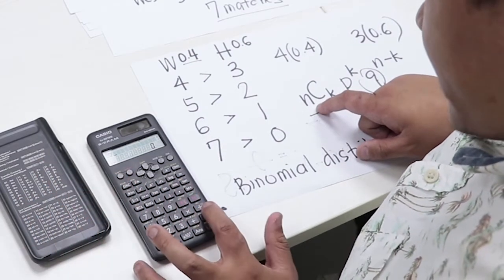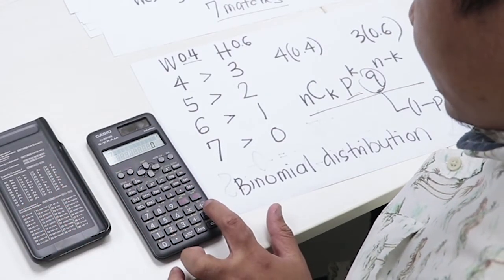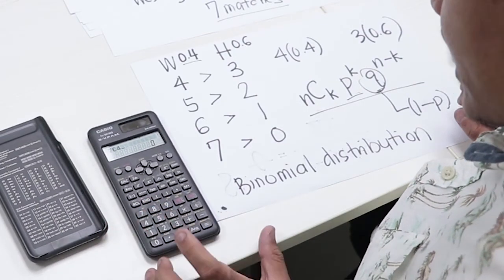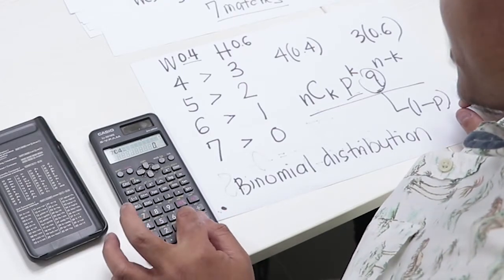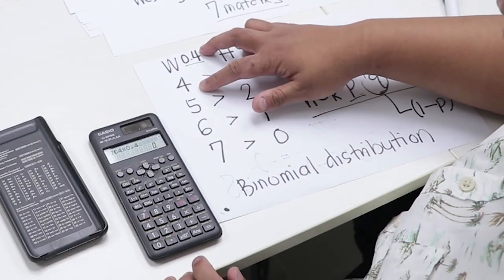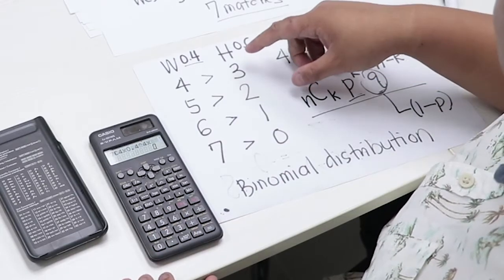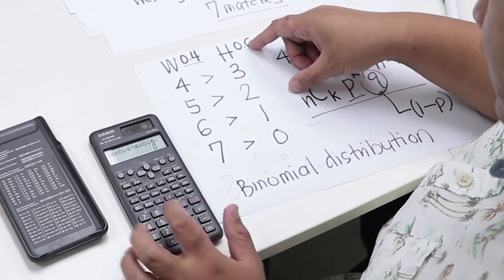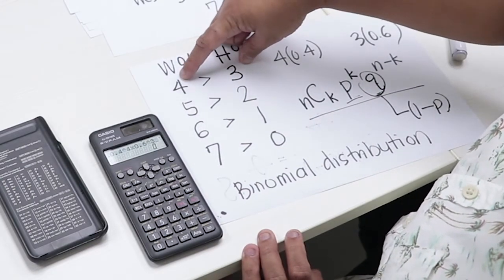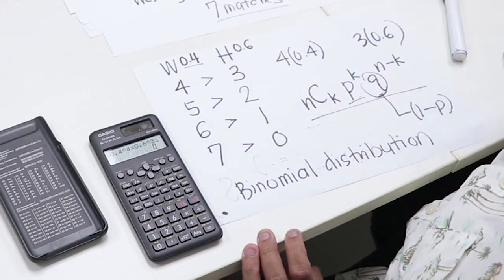Shift, divided by, so we have the C symbol right here, and then 4. So 4 matches times the probability of success, which is 0.4 raised to 4. Right? Then for Hikaru, that's 0.6 with 3 matches. That's just for this line. This is the binomial probability for Wesley to have 4 wins.